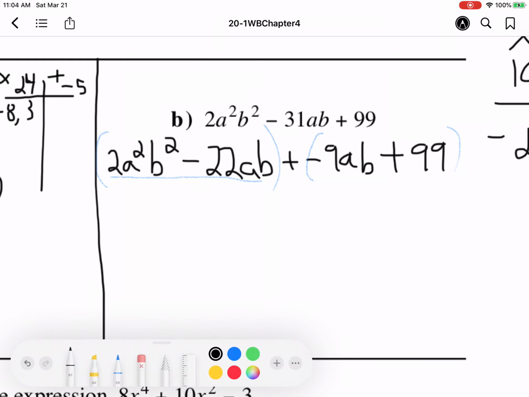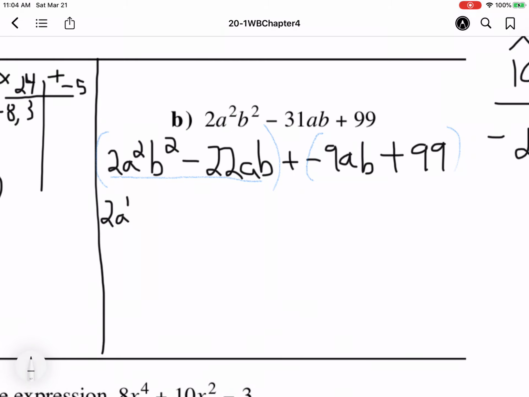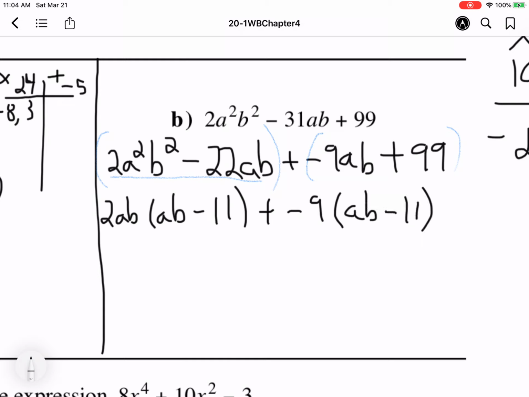right? So we're going to take 2AB out, which leaves me with AB minus 11. This one here, we're going to take out negative 9, which again, these are positive AB minus 11. We took that negative out. That's important. We're lucky again. These work out, right? That's why we do the T-chart, which is the proper decomposition.